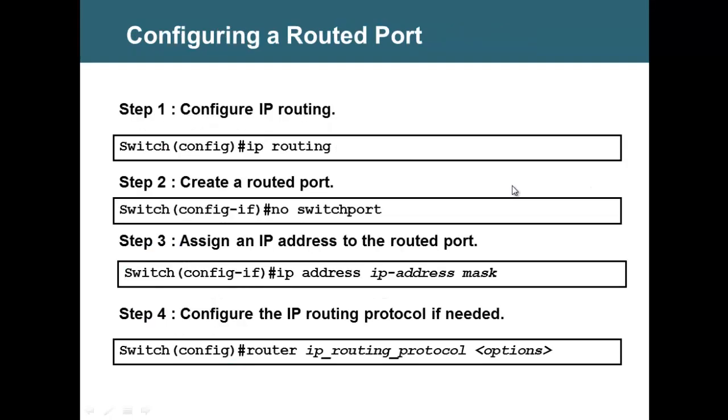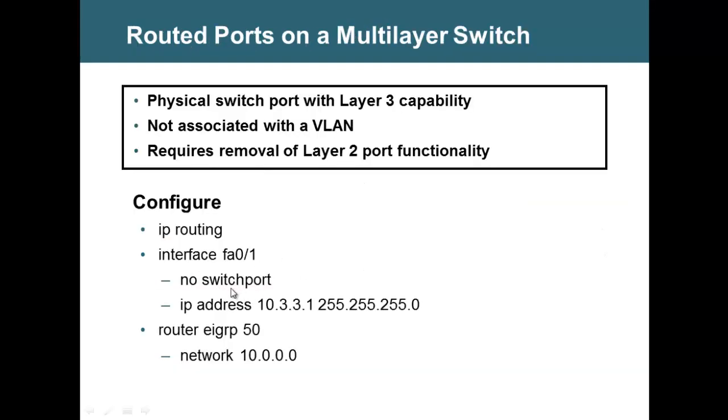When you say no switchport, it allows this physical interface to be assigned an IP address, on where? On a switch. So you make the port a routed port. Now the port is becoming a routed port. So a physical interface can be made a routed port by typing no switchport.